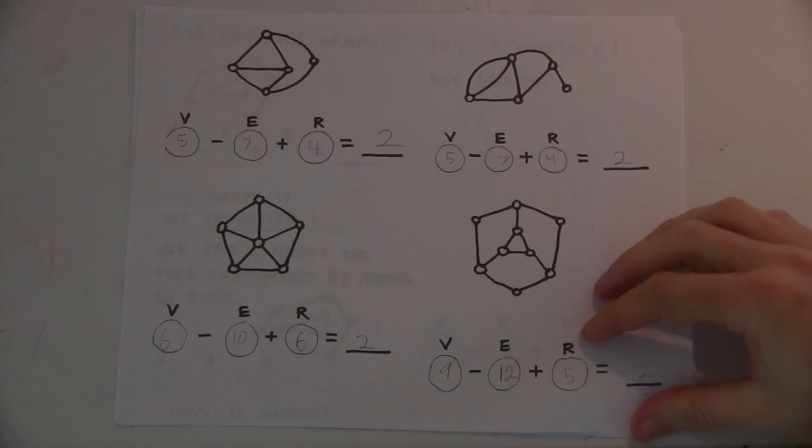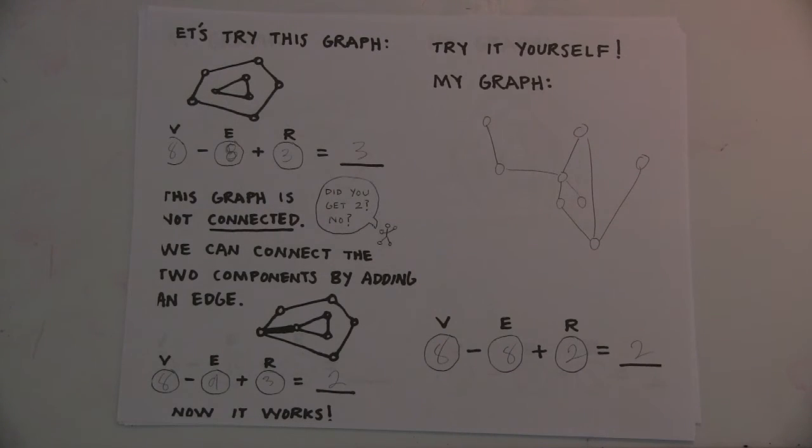All right. So what do we got here? Let's try this graph. Ooh. So this is sort of like a triangle floating inside a pentagon, and we get 8 vertices, 8 edges, and 3 regions, so that gives us 3.